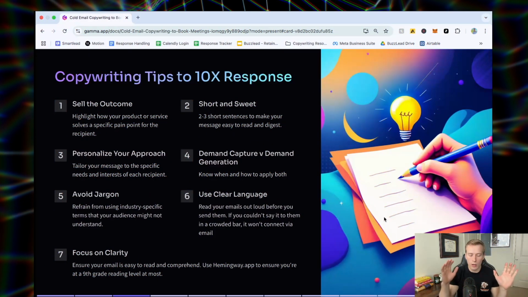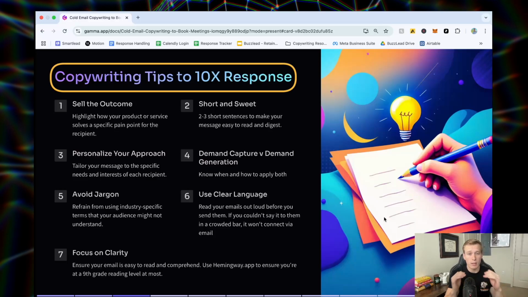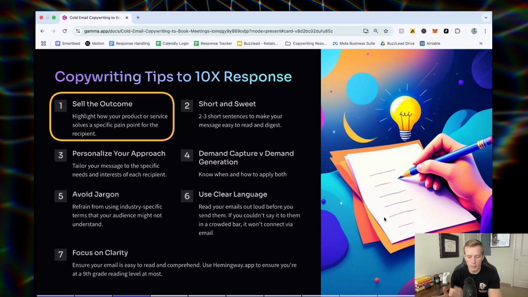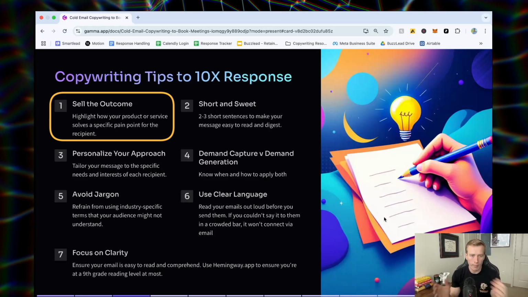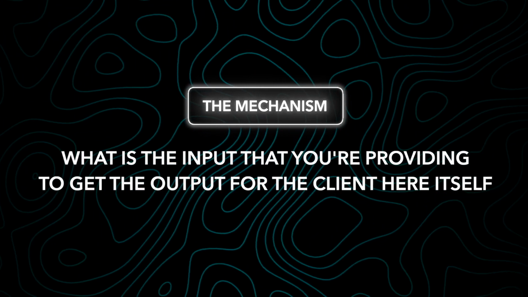So before we get started into the anatomy of cold email copy, I just want to start off with some copywriting tips that'll be foundational for your ultimate success. The first one here is just sell the outcome. I've long debated selling the mechanism versus the outcome itself. And so what do I mean by that? The mechanism is essentially the input that you're providing to get the output for the client.